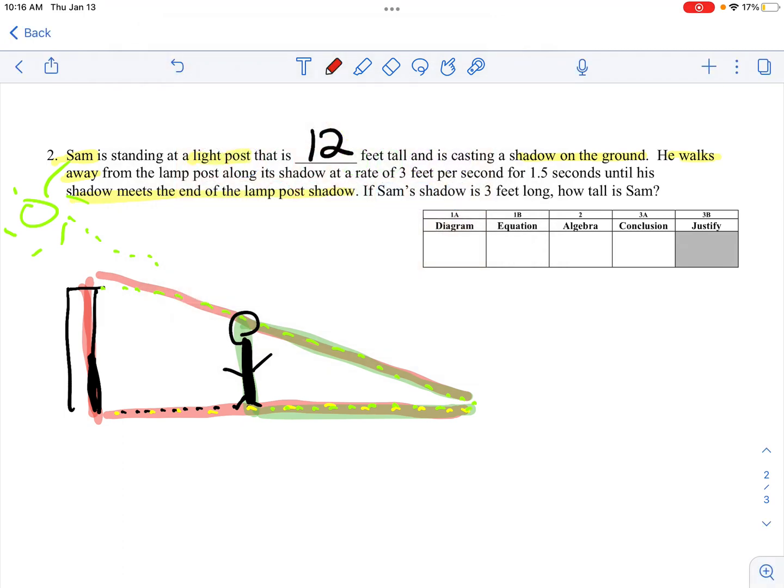All right, let's start labeling quantities. Again, zoom in, zoom out. It says that Sam is standing at a light post that is 12 feet tall. So Sam is not 12 feet tall. The lamppost is 12 feet tall. He is casting a shadow on the ground. He walks away from the lamppost. Oh my goodness, what's this? He walks away at a rate of 3 feet per second for 1.5 seconds.